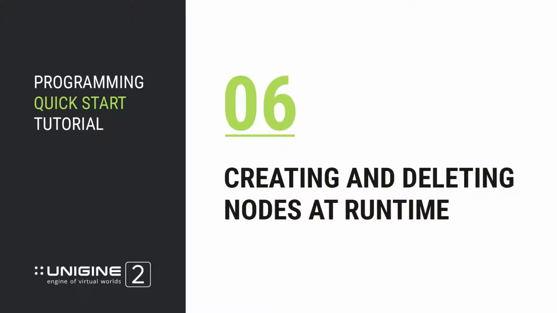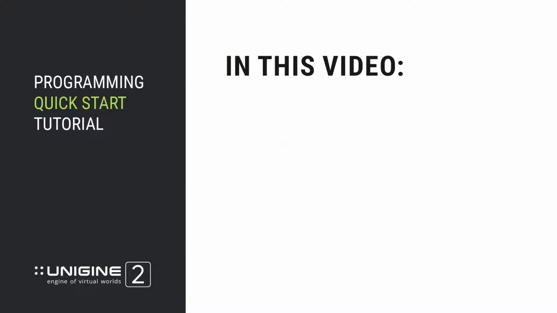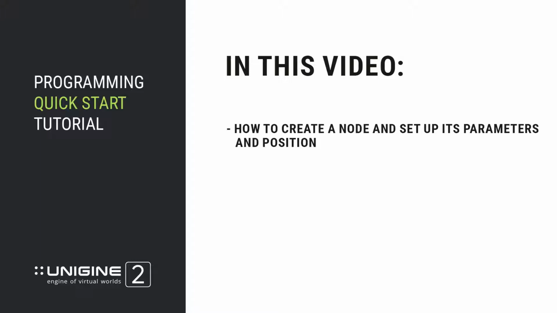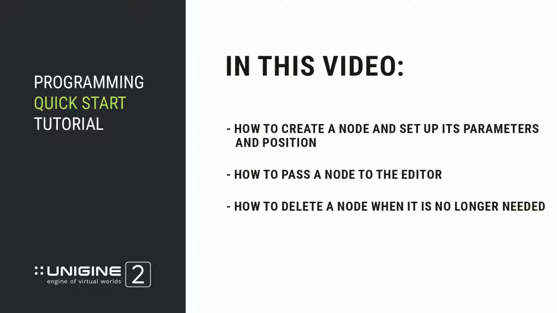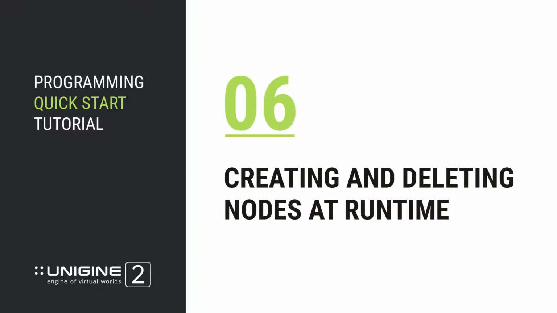Welcome to the Unigine Programming Quick Start tutorial, creating and deleting nodes at runtime. In this video, you are going to learn how to create a node and set up its parameters and position, how to pass a node to the editor, and how to delete a node when it is no longer needed. Now let us dive in and start developing our first C++ project for Unigine.